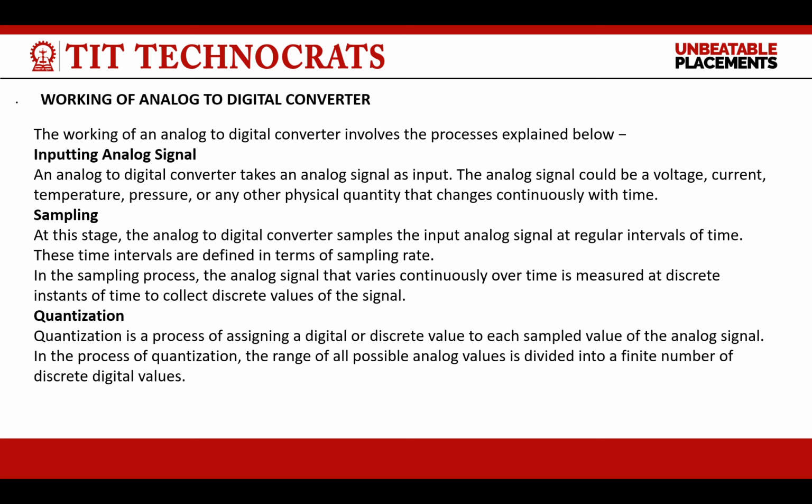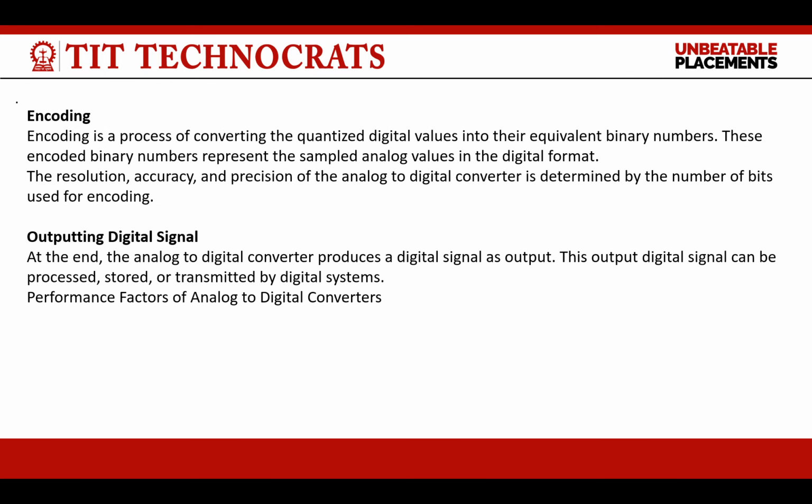The third step is quantization. Quantization is a process of assigning a digital or discrete value to each sampled value of the analog signal. In the process of quantization, the range of all possible analog values is divided into finite number of discrete digital values. Then we'll do the coding and that method is called as encoding.